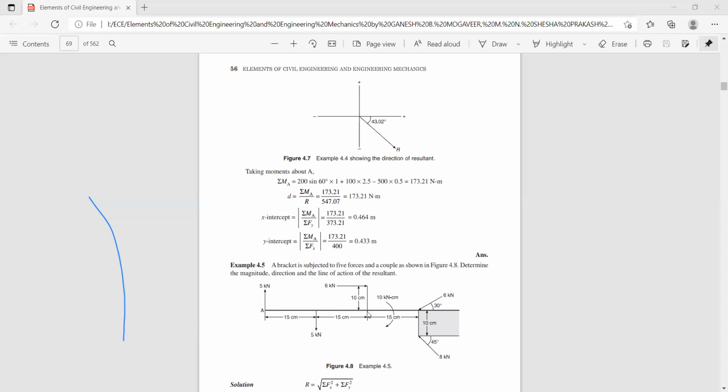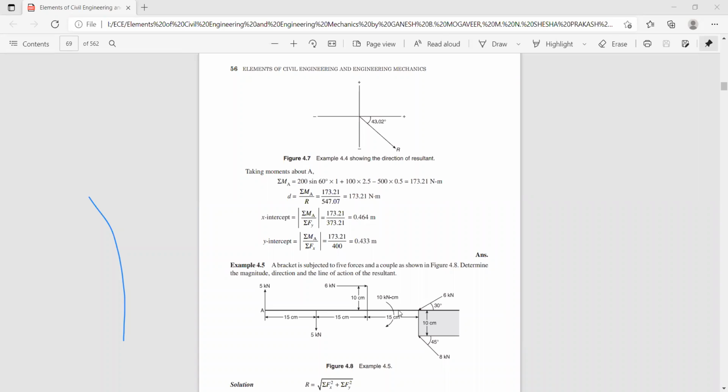Again at point C, here you have a 6 kilonewton force acting, and this distance is 10 centimeter. Here the distances are given in centimeters. You can convert it into meters. So this is 0.15, this is 0.15, and this height is 0.1 meter. And so let us call these points A, B, C.